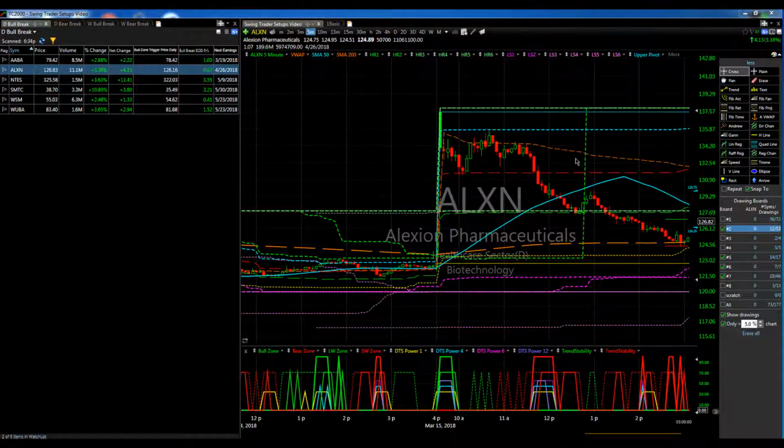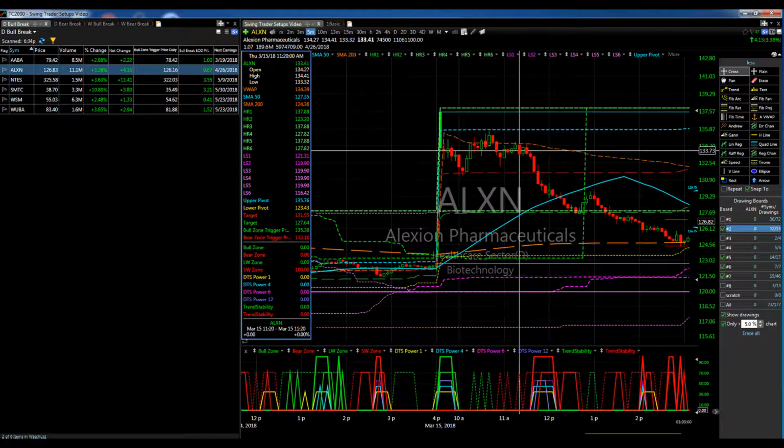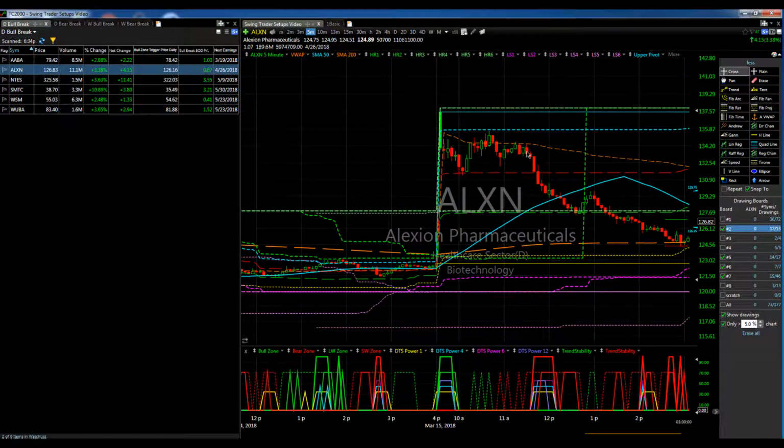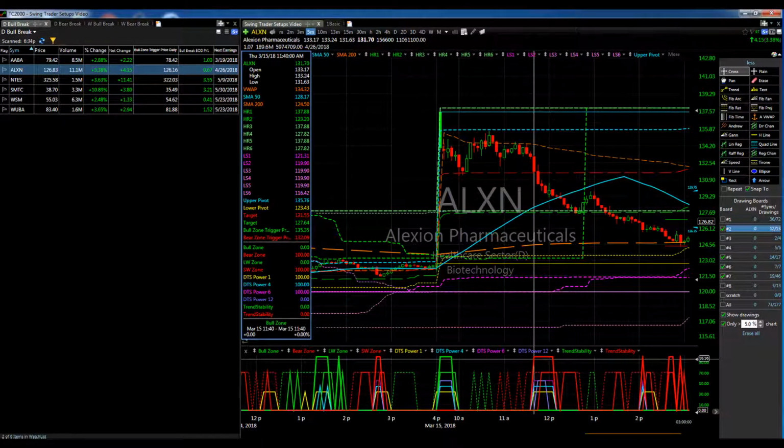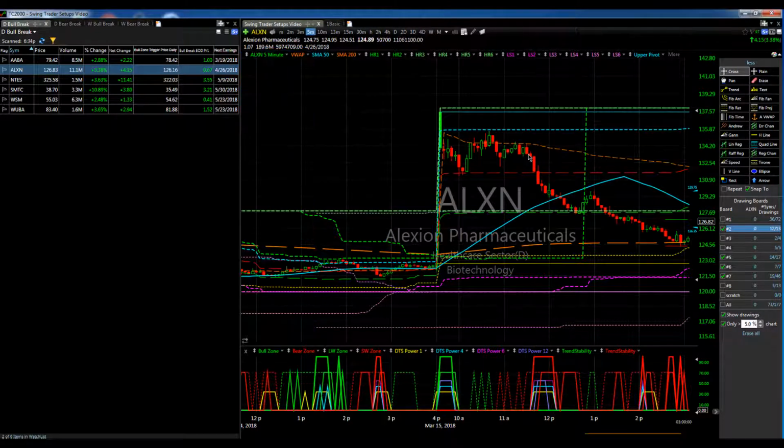So this is where this occurred here around 11:30, right in this area. And then it broke down, headed straight down. If you notice right here, it also gave the bear zone alert. Now, it was way down here when it gave that. We gave a little faster on our other setup.